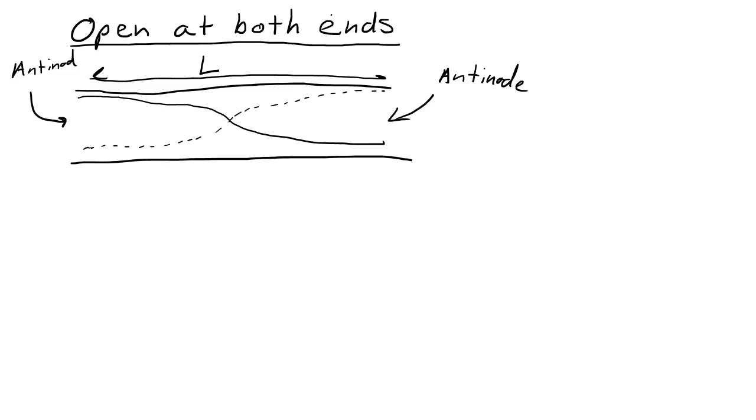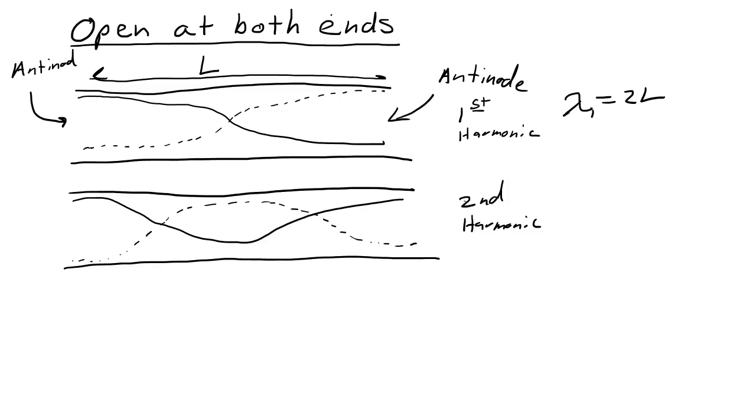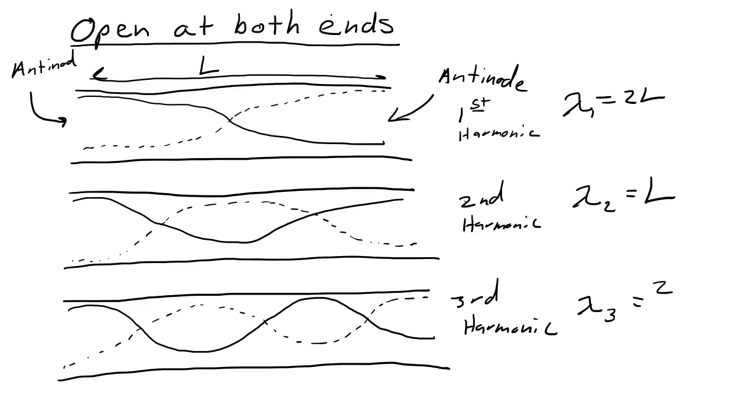This means that my first harmonic for a pipe that's open at both ends is going to look something like this. The wavelength for our first harmonic in this situation is going to be similar to the situation where we had 2 fixed ends, where the wavelength is equal to 2 times the length of our pipe. The second harmonic we can draw, where we would have antinodes at each end of the pipe, looks something like this. And the wavelength of this second harmonic is the length of the pipe. The third harmonic looks something like this, and the wavelength is 2/3 the length of the pipe.